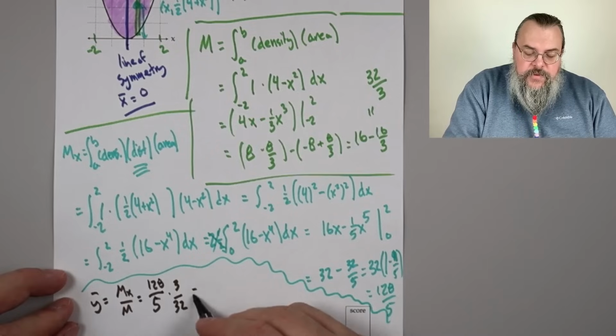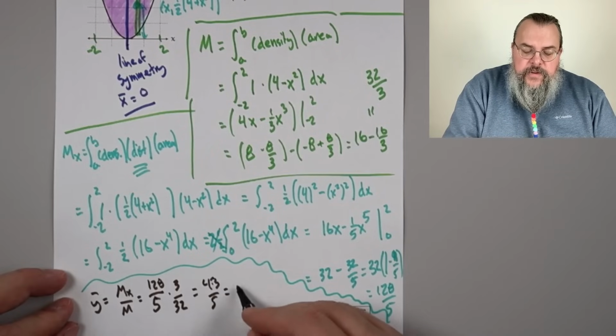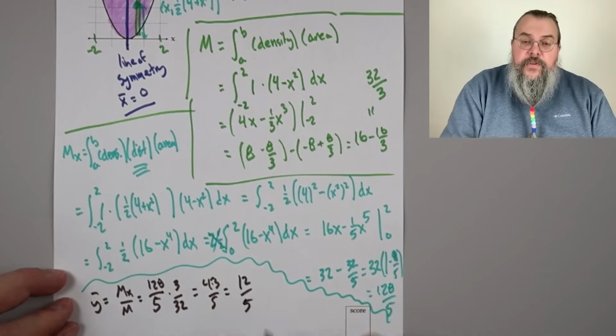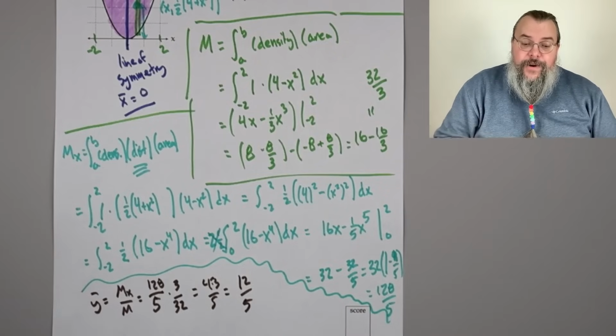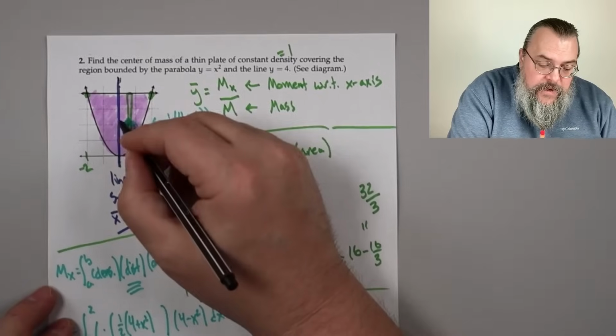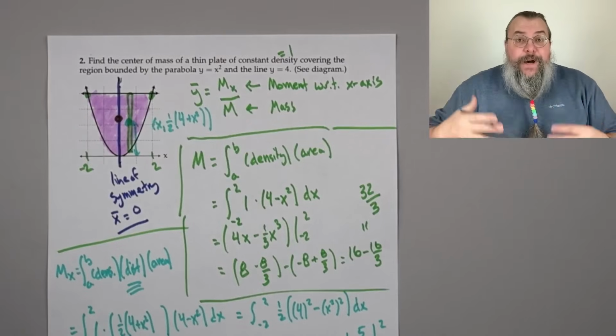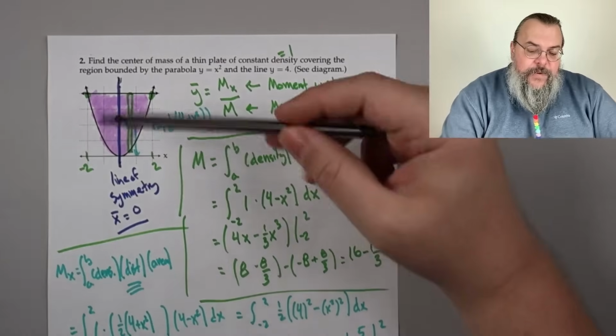So 4 times 3 over 5, also known as 12 fifths, or 2.4. So let's go back to our picture. 2.4 puts it about here. Does that feel about right? Well, yes, it feels good, right?